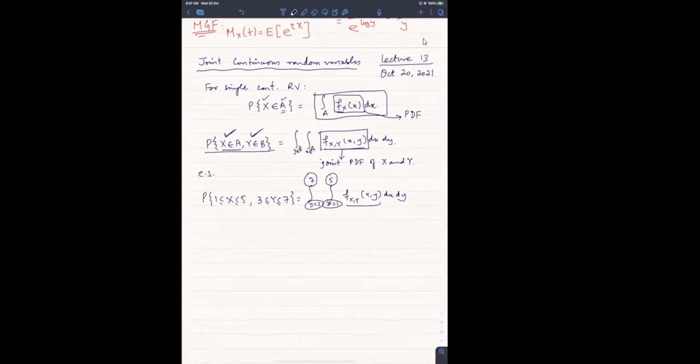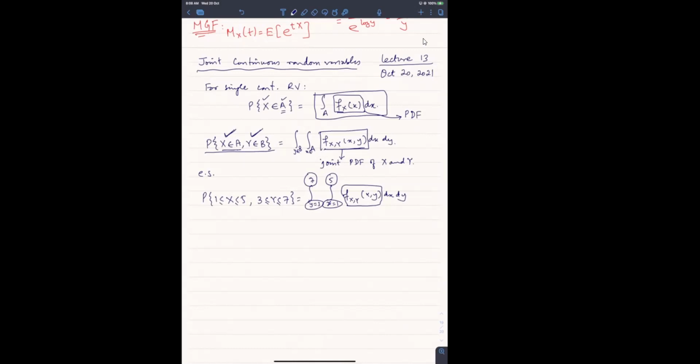So f_XY, this guy here, this is the joint PDF. This answers all the probability questions about x and y. Well, not just about x and y. This answers all the probability questions about x only.